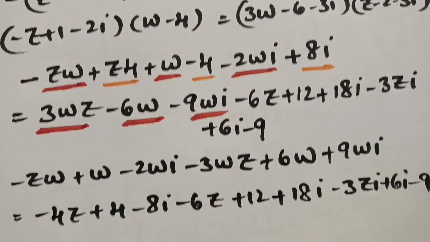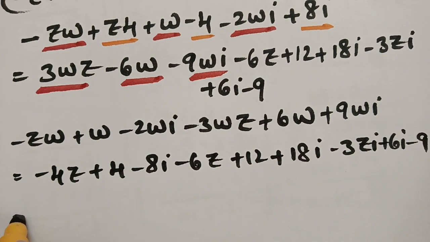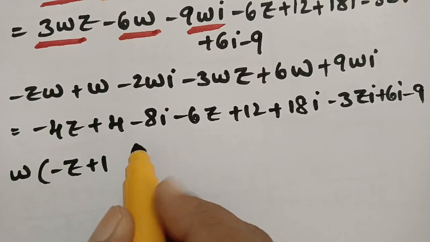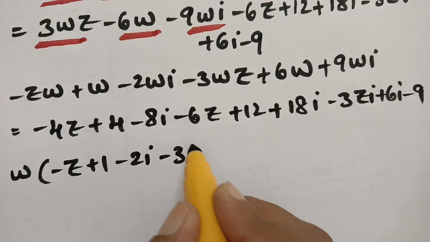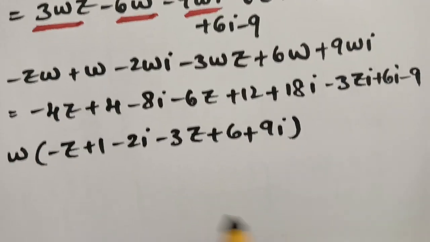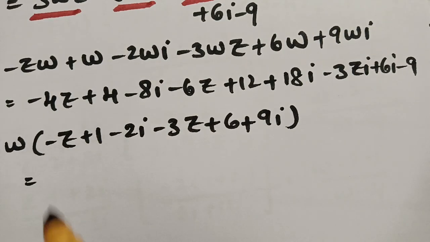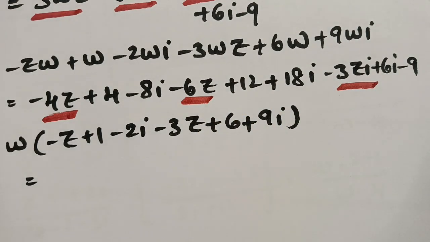This is minus 9. And clearly, if I take w common from all these, so this will be minus z plus 1 minus 2i, and if I take w common, minus 3z plus 6 plus this value is 9i. So clearly, so if you observe, if I take z common from this, so here there is a z, and this is a z here.